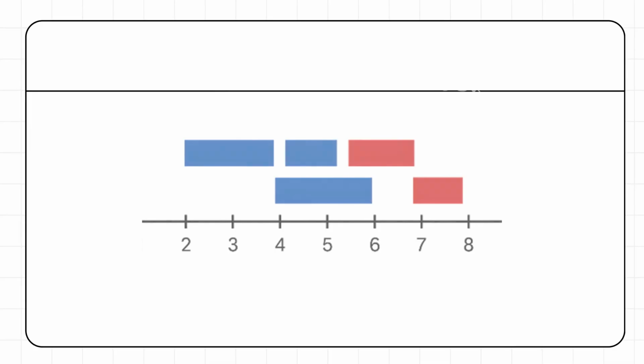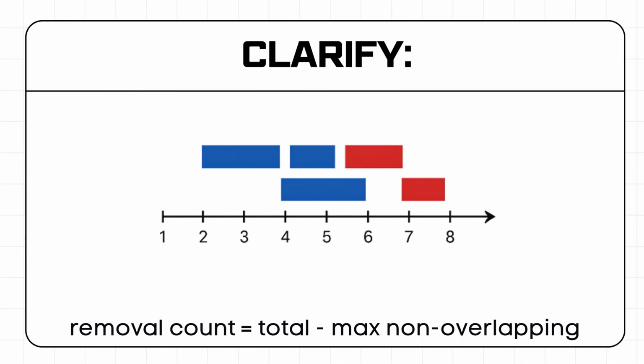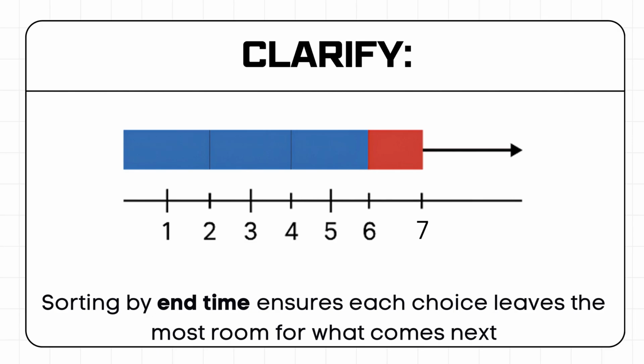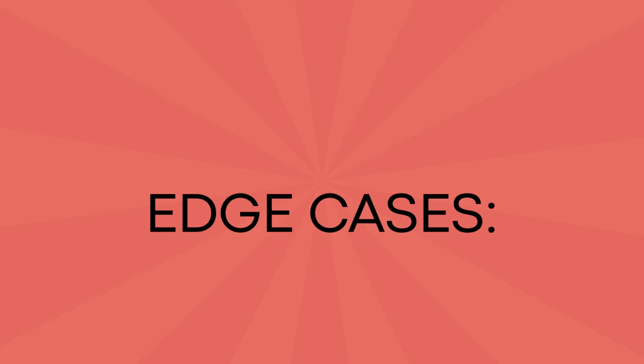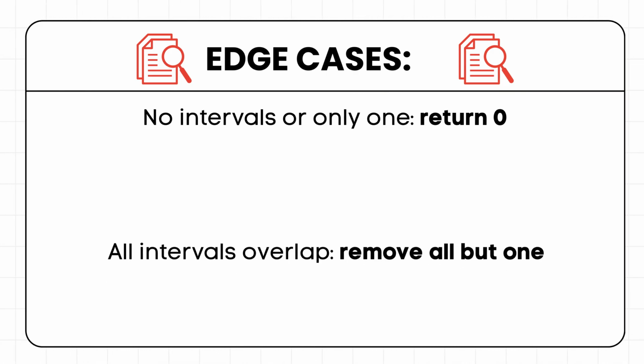Let's clarify. You're maximizing the number of non-overlapping intervals, so the removal count equals the total minus the max non-overlapping. Sorting by end time ensures each choice leaves the most room for what comes next. Edge cases: no intervals or only one, return 0. All intervals overlap, remove all but one.